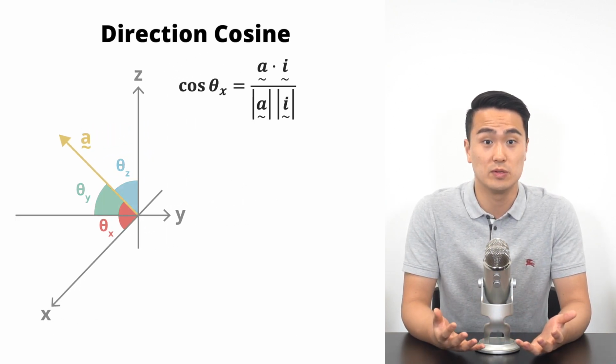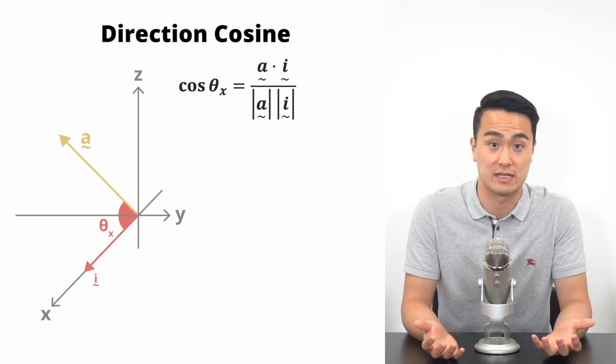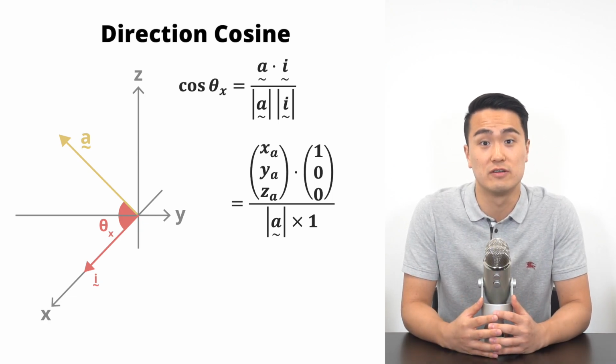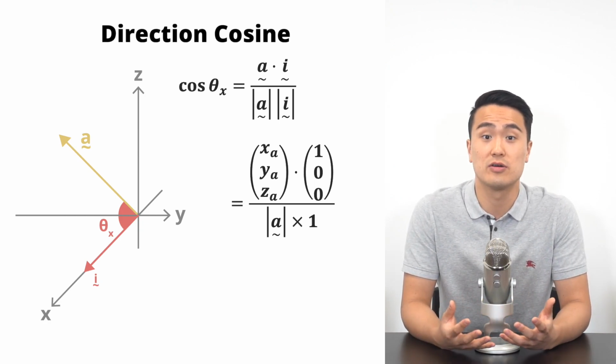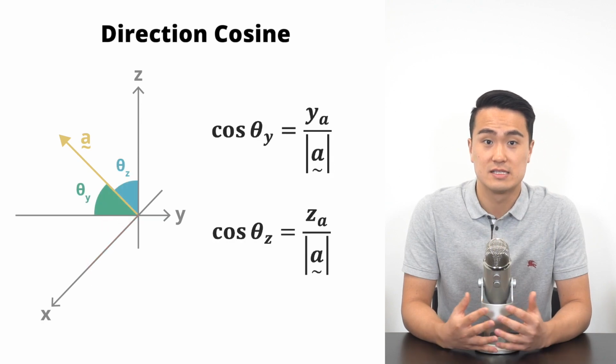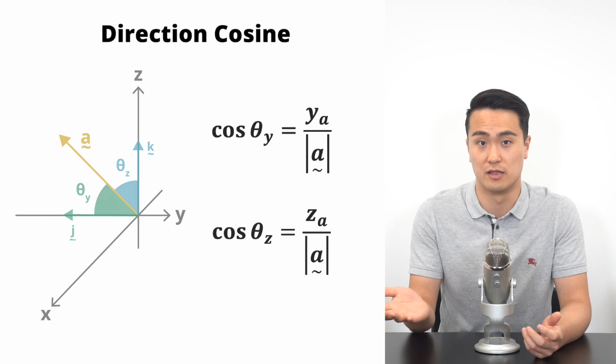So, for example, let's take a dot product of vector A and the x-axis, or vector i. Computing the dot product, and since the length of a unit vector is 1, the direction cosine is equal to the x component of vector A divided by the length of vector A. Similarly, the direction cosines of the y and z axis are the following.